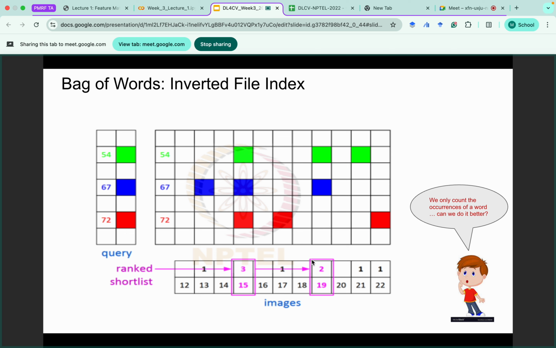But then in this case, all we are using to measure similarity is whether the visual word exists or not, right? Can we do any better than just counting whether a word exists in any sense? Can we use a different measure to get better retrieval?